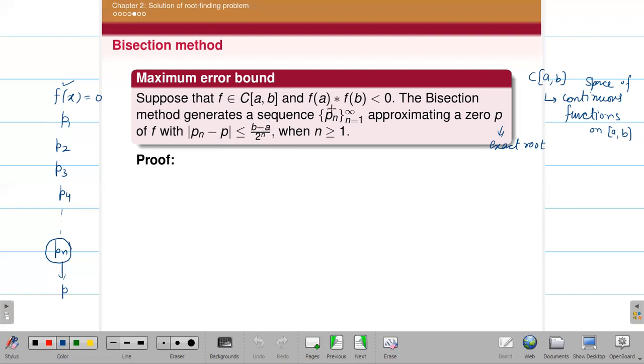What is b minus a? It is the length of the interval [a,b] you have taken. In the previous question, |P7 minus p| will be less than or equal to (b minus a) by 2 raised to power 7. It was 2 minus 1, because the interval was 1 to 2, and at the 7th iteration we stopped. So it is 1 by 2 raised to power 7. The maximum error will not exceed 1 by 2 raised to power 7.